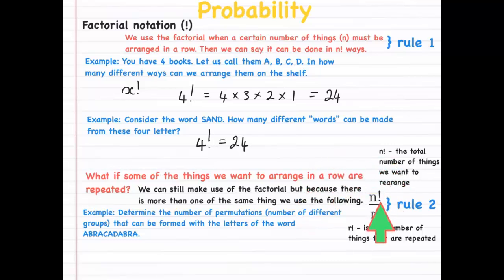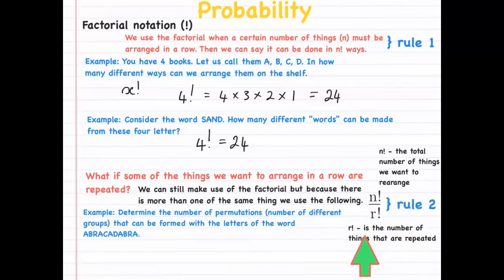Well, basically we use rule number 2, which says n factorial, which is the total number of things we want to rearrange, divided by r factorial. Now, what does that r mean? It is the number of things that are repeated. Okay, and this is rule number 2.